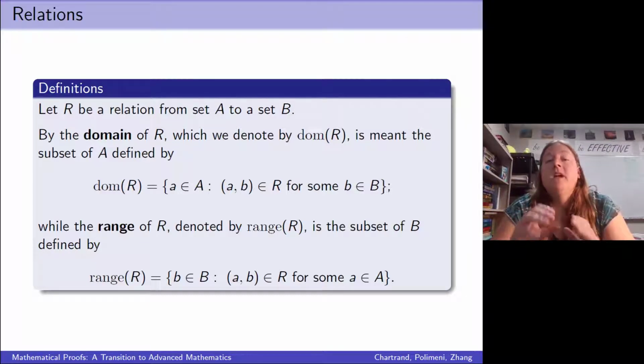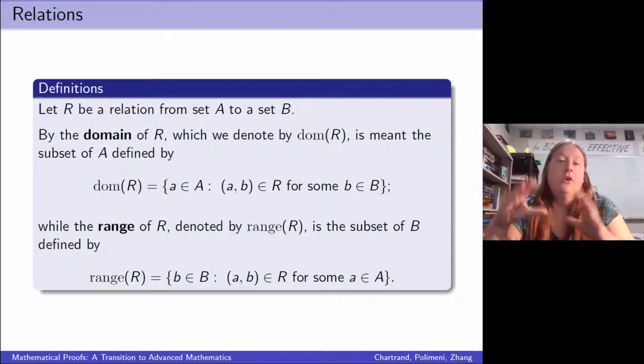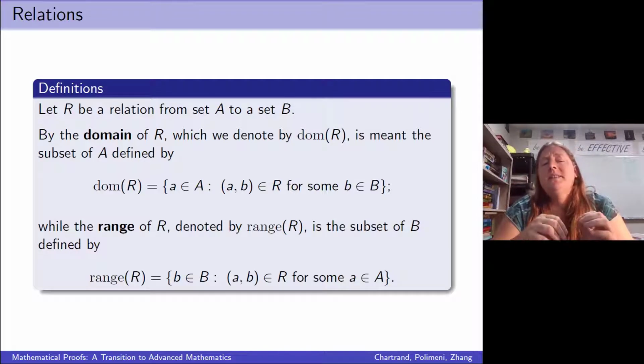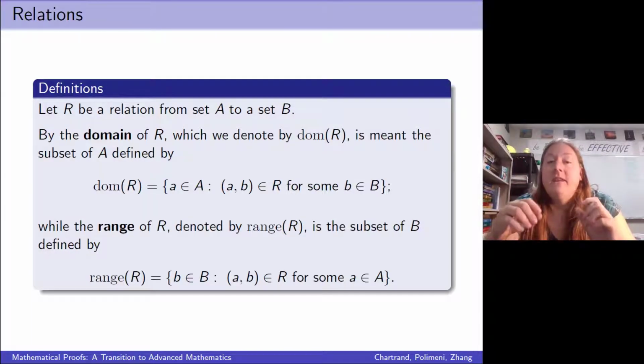When we talk about the domain of the relation, we write it with dom R. What this is, it's the subset of the elements in A that show up in the relation. So it's the set of all of the elements a of A such that the ordered pair (a,b) is a part of the relation for some b in the set B. And the range is the same thing, except we're looking at the subset of B such that (a,b) is in the relation for some a in A. So this is all of the elements in B that show up somewhere in the relation as well.